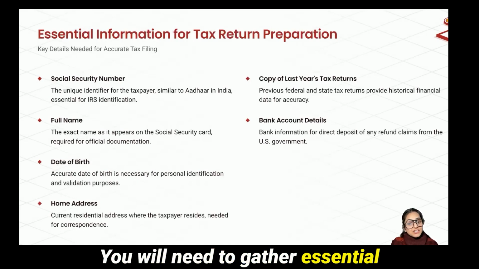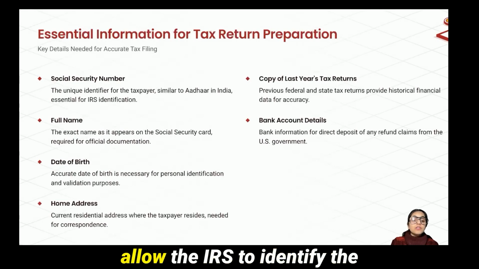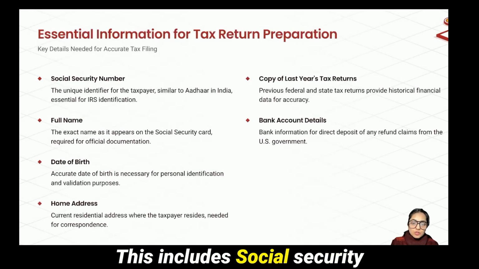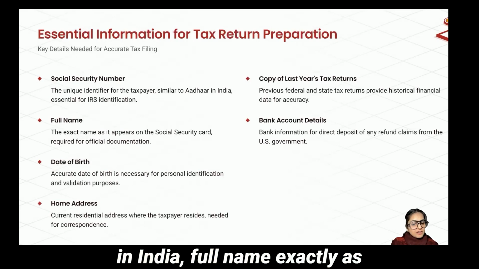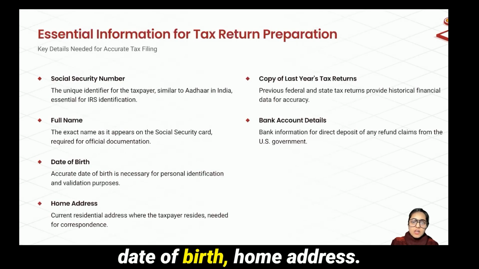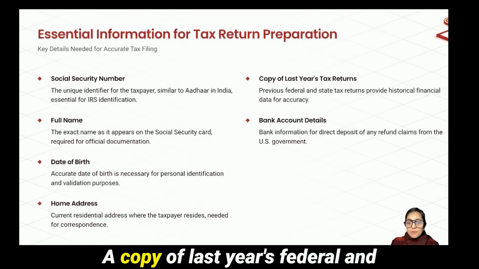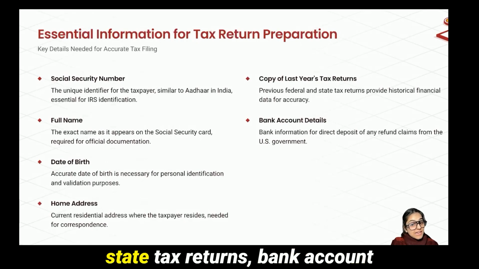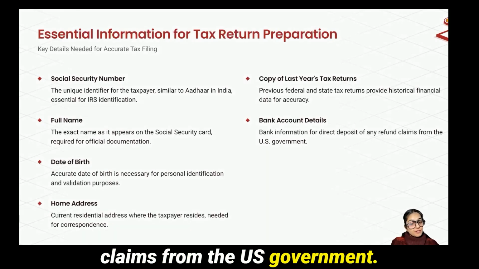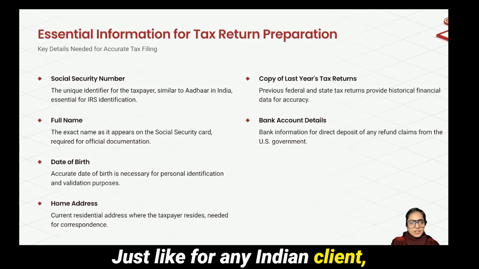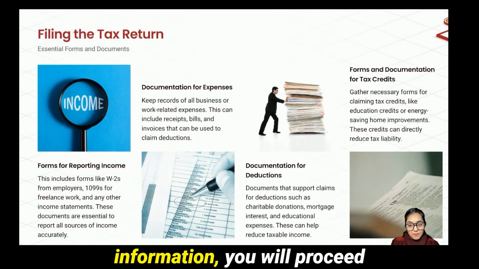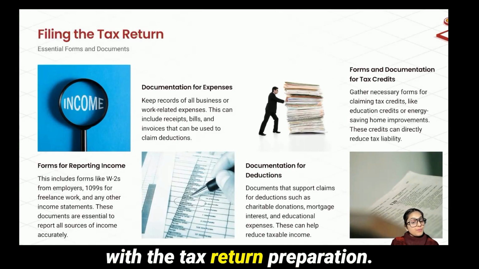You will need to gather essential personal information that will allow the IRS to identify the person filing the tax return. This includes social security number, similar to Aadhaar in India, full name exactly as on the social security card, date of birth, home address, a copy of last year's federal and state tax returns, and bank account details for receiving any refund claims from the US government. Just like for any Indian client, you will need these details, right? So once you have all the necessary information, you will proceed with the tax return preparation.